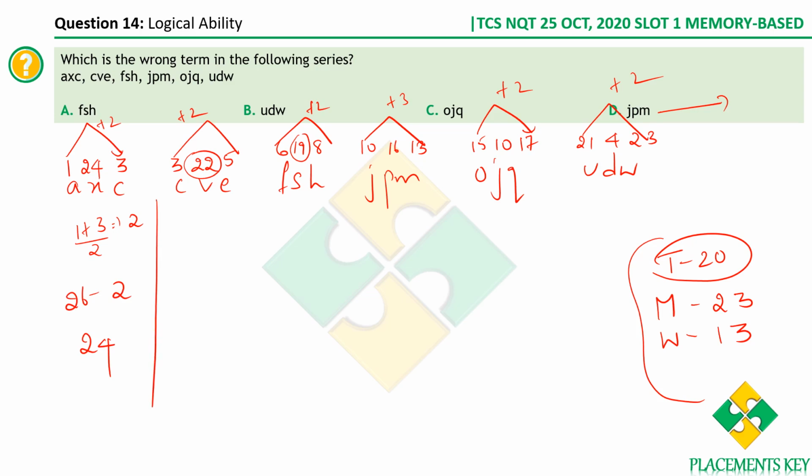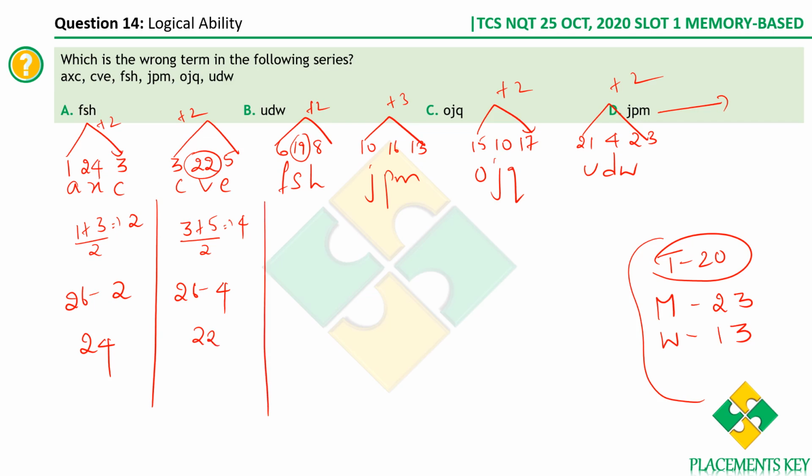Let me repeat for the next one. First take the average of the numbers of the first and the last position. So what do we get? We get 3 plus 5 by 2, right? So you get 4. Then subtract this 4 from 26, you get 22, right? Therefore you have v whose position number is 22.